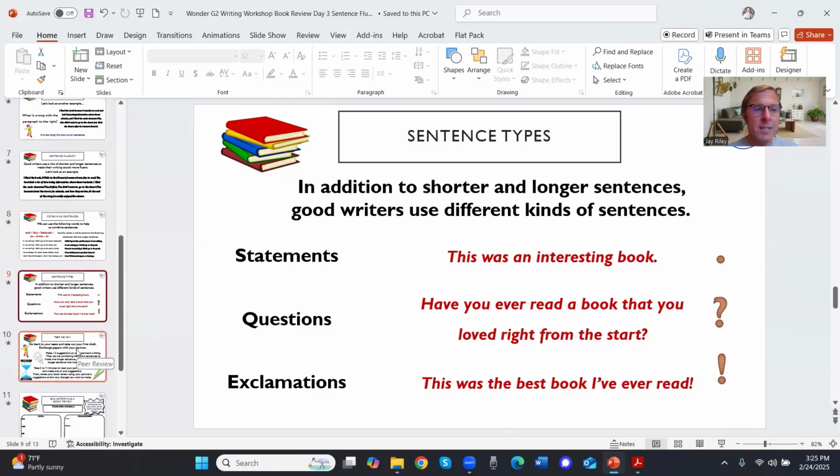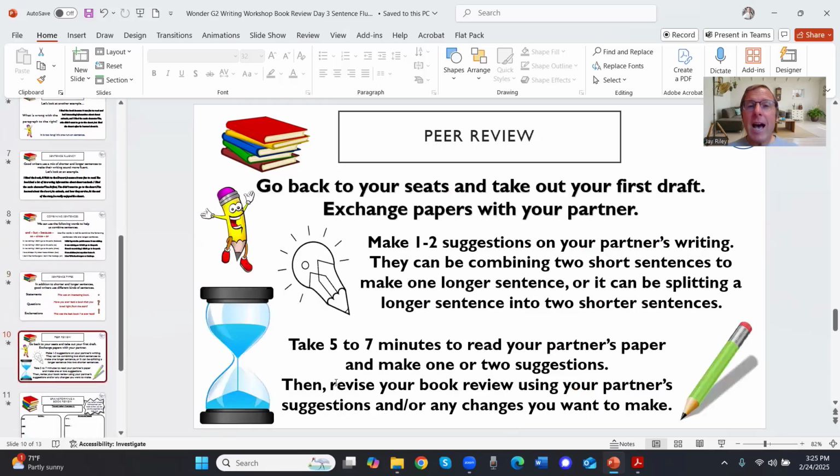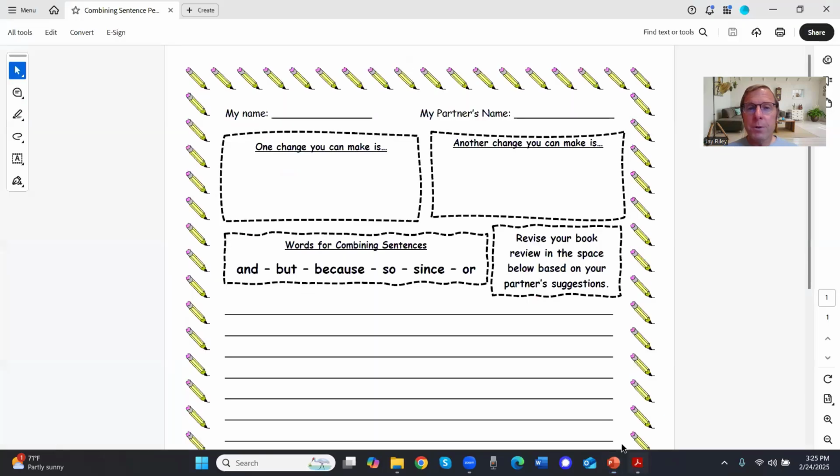So along with this, I ask my students to do some peer review, and I include a very simple graphic organizer where they're asked to review their partner's work and to make one or two suggestions at least as to how they can improve that work.